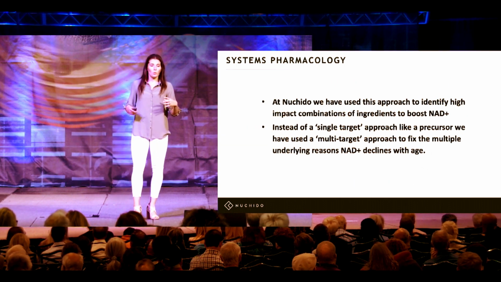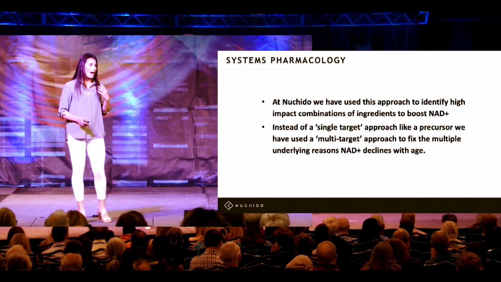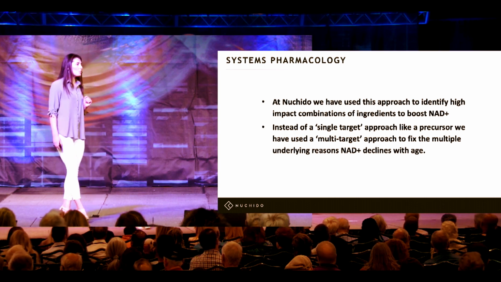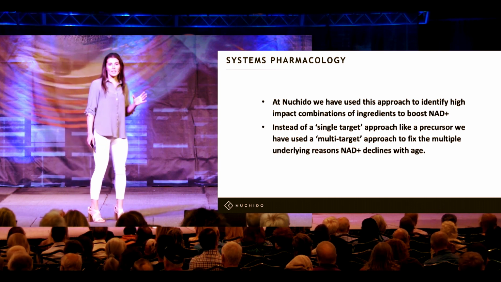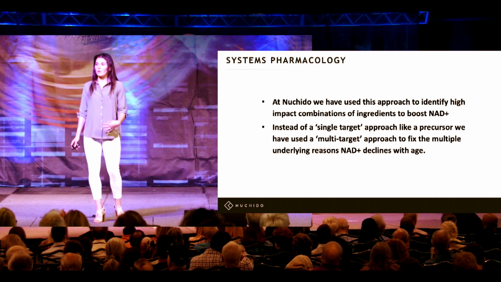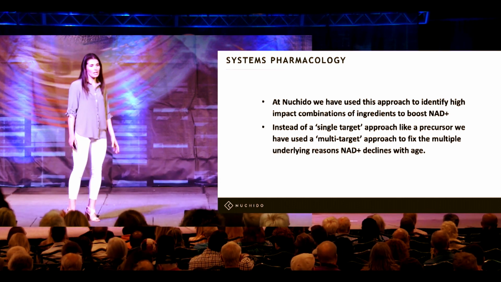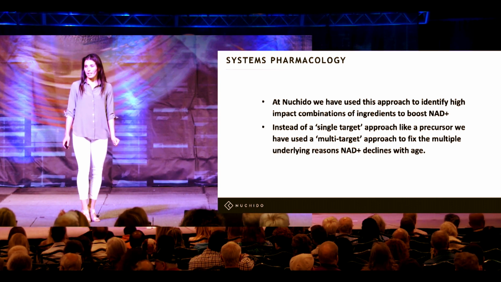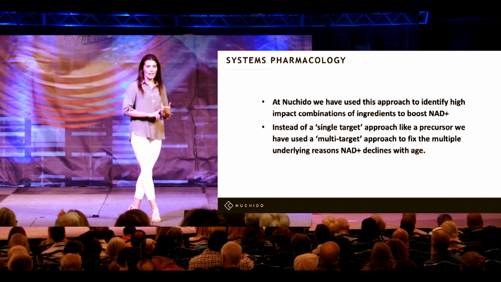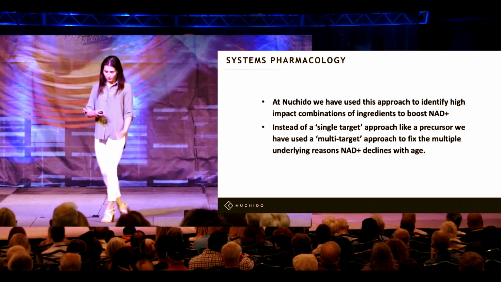So at Nichola, we've basically used this approach that I've just described to you to identify high impact combinations of ingredients that are designed to boost NAD. So instead of using a single target approach like a precursor, what we've done is we've used a multi-targeted approach that basically fixes the underlying reasons why your NAD is declining. It's fixing the salvage pathway. It's stopping your NAMPT enzyme from going down. It's stopping your cells from wasting NAD.